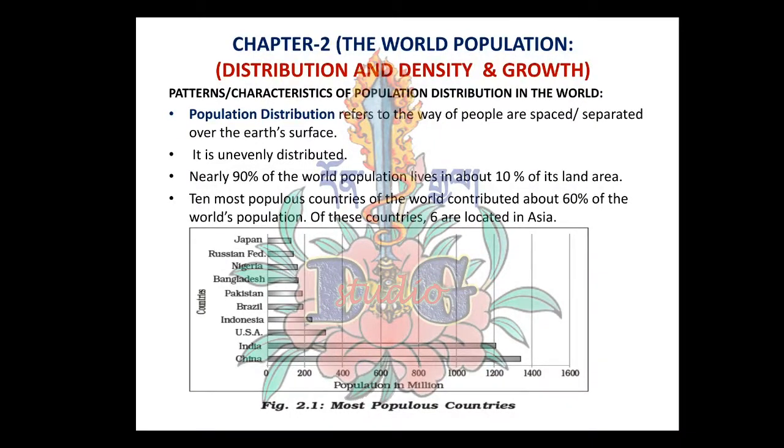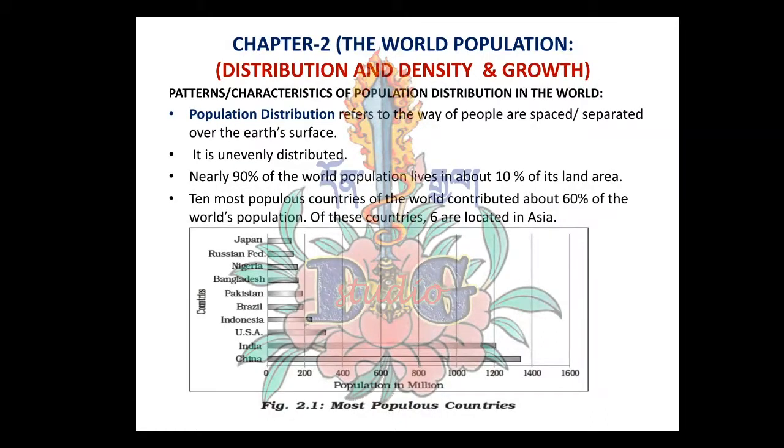So today we are going to discuss the chapter number 2 of Geography class 12. The topic is the world population. In this chapter we are going to emphasize three main topics related to the world population.